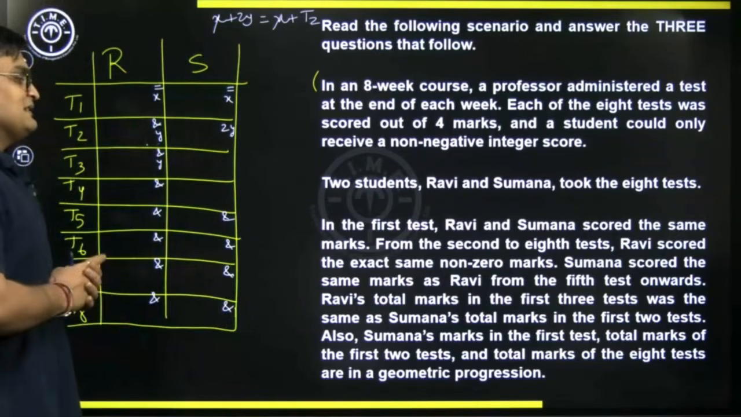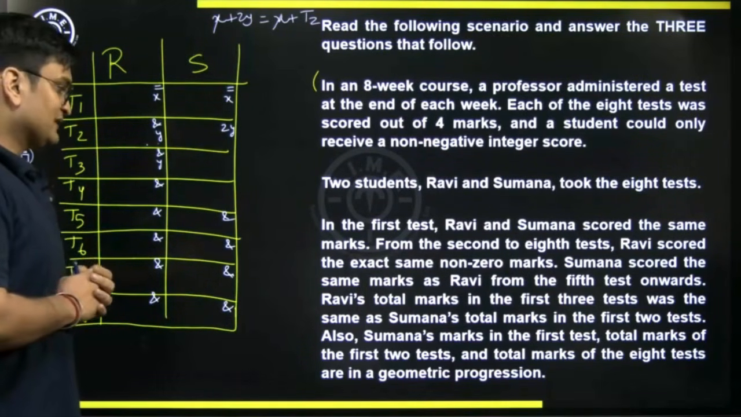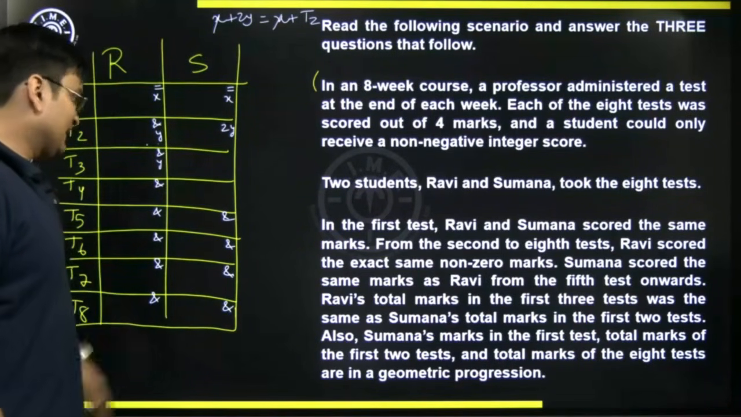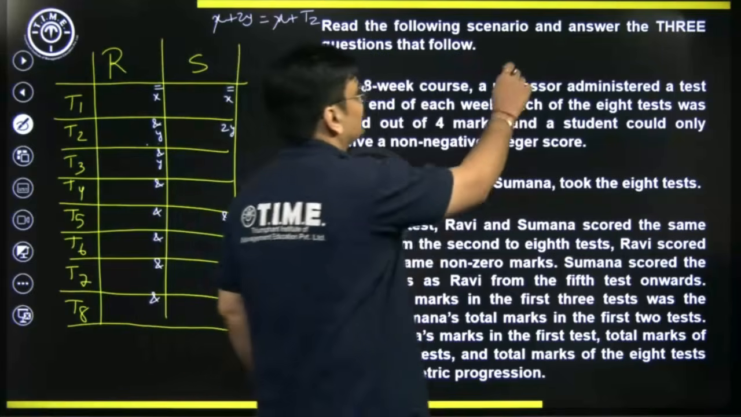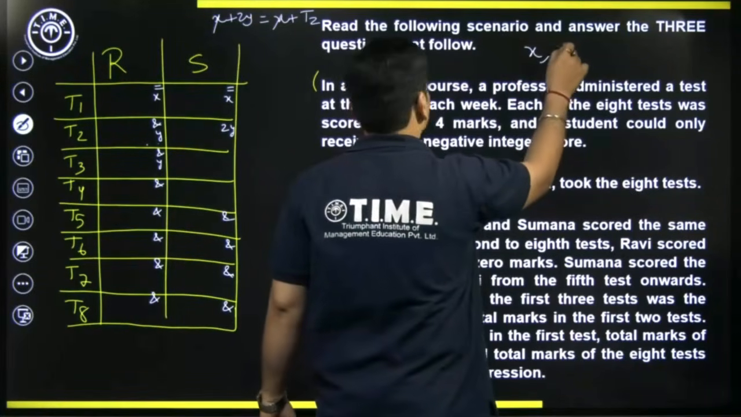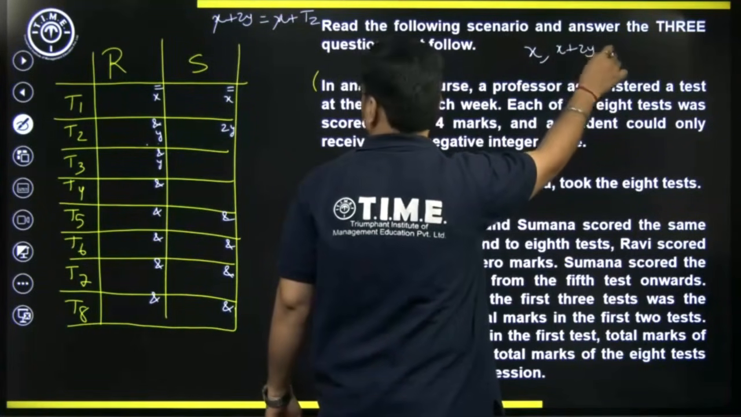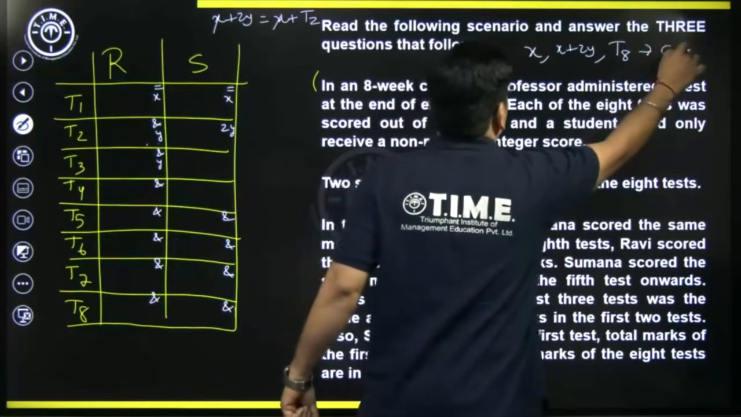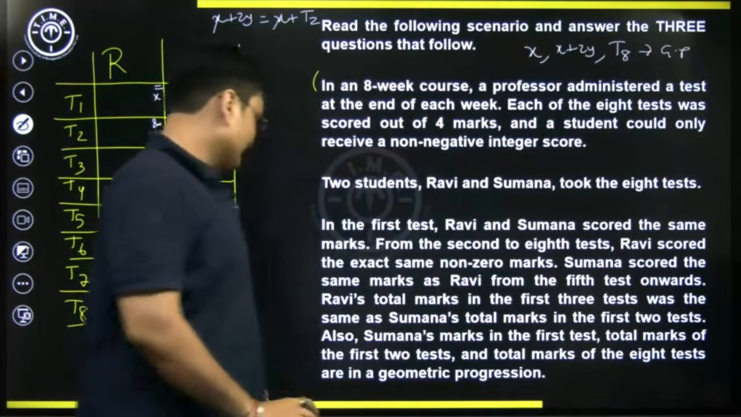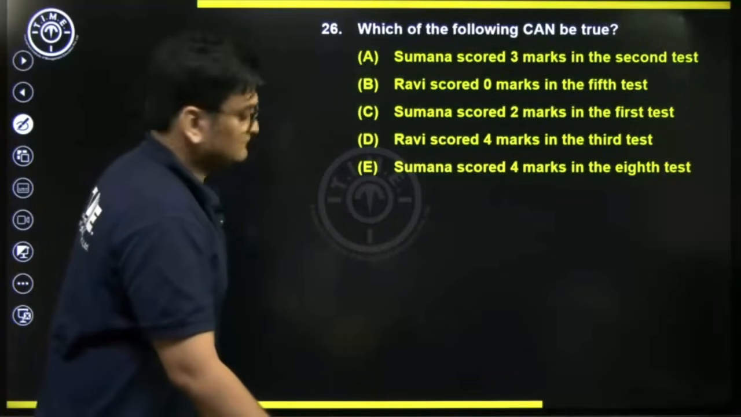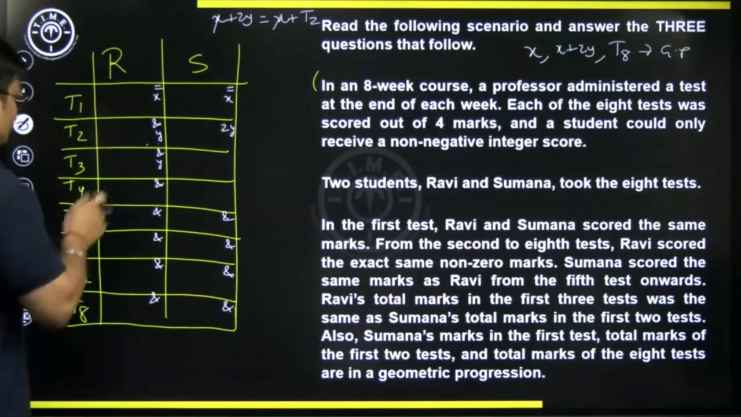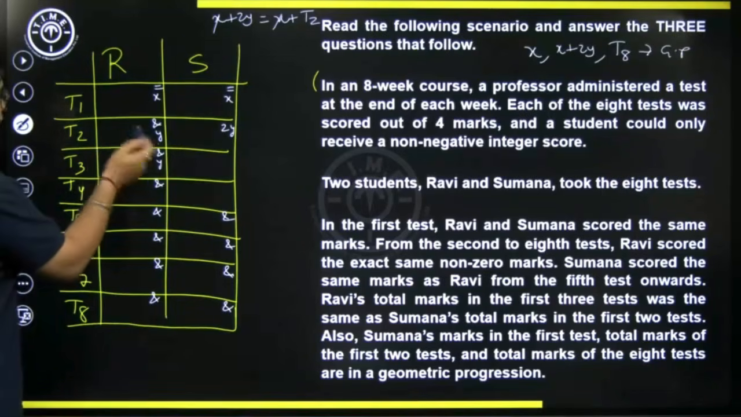Also, Sumana's marks in the first test, the total marks of the first 2 tests, and the total marks of the 8 tests are in GP. So that means for Sumana, what can we say? x, comma, x plus 2y, the first 2 tests, and all the 8 tests are in GP. There's one more piece of information that we have. That's it, I think. Now, based on this, what could be said? Observe. As I said, y could be 1 or 2 only.